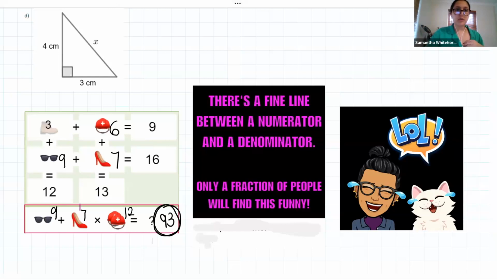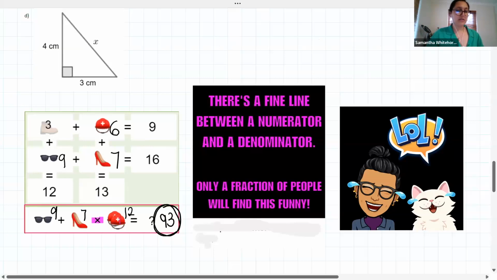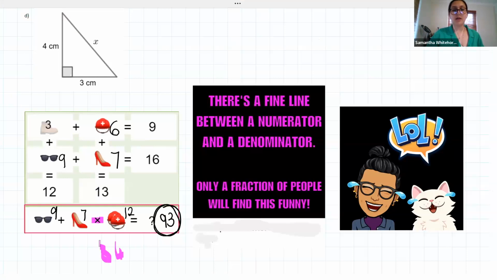Just remember as well, grade 8, that we do the multiplication first. So we first need to say 7 times 12, which gives us 84. And then we add the 9. Once we add the 9, we end up with 93.